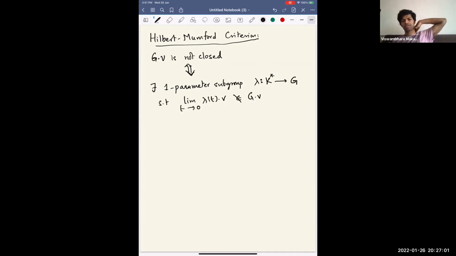So what is the Hilbert-Mumford criterion telling you? It's trying to tell you that if your orbit is not closed, then there's a very specific way, not unique. There's nothing unique about this one parameter subgroup. There could be several different kinds of them, taking you to various points, but there's at least one unified way in which you can take this point and go outside the orbit. And the way to do it is through a one parameter subgroup and a limit of that.